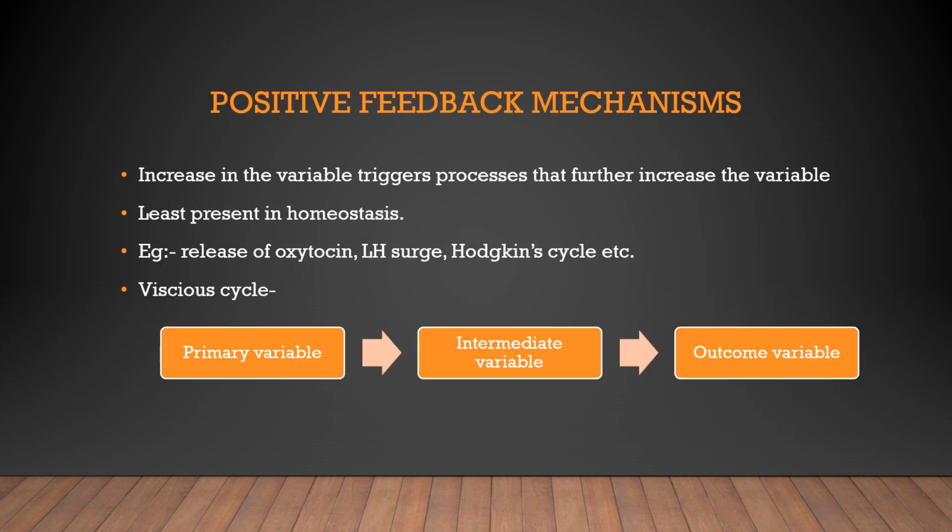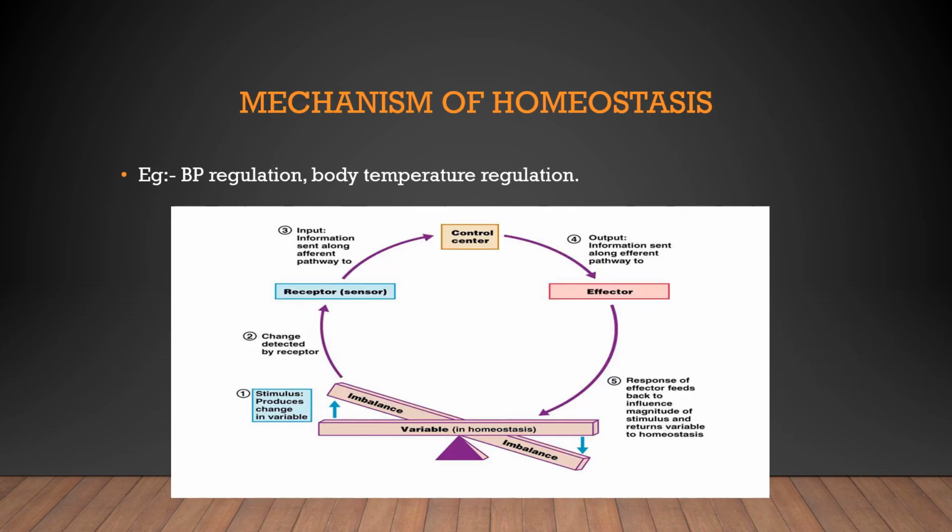Now we'll be dealing with the positive feedback mechanism. Here, when we see an increase in a particular variable above the normal value, it will further cause an increase. In negative feedback we see an inhibition occurring, but here we would see a further increase in the variable, and so this is very rarely present in homeostasis. Some examples are the release of oxytocin during delivery or parturition, and the LH surge during the menstrual cycle of women, and so on. For the vicious cycle, there are three variables. It starts with a primary variable, then goes to the intermediate variable, and then to the outcome variable.